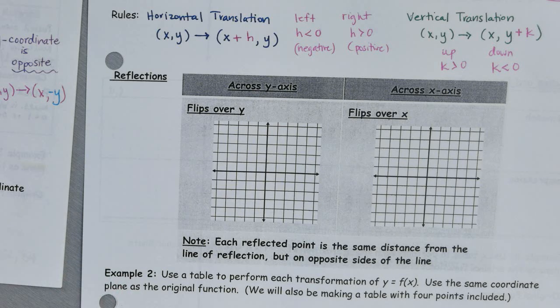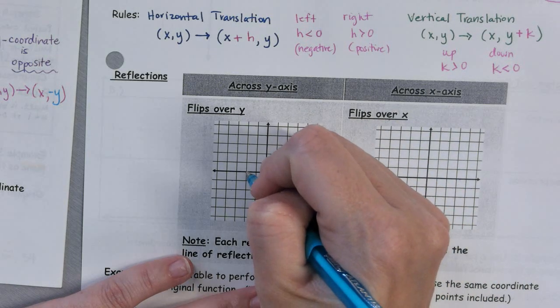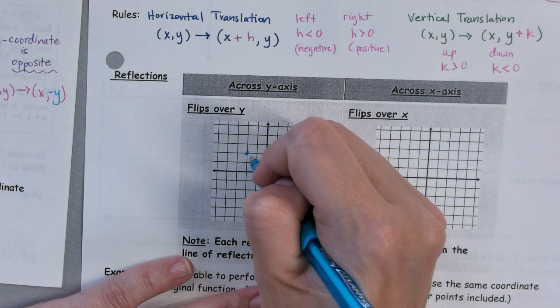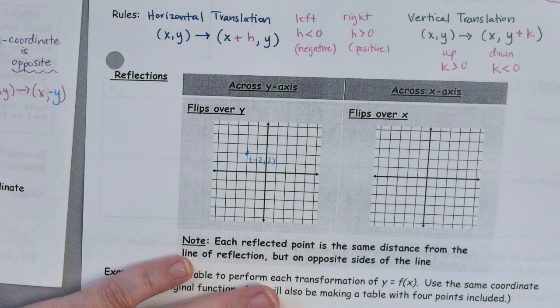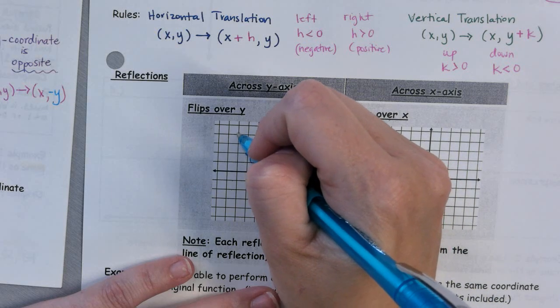The other type of transformation we're going to talk about today are reflections. Do any of you remember the rule of the reflections? It's okay if you don't. We're going to figure it out. Okay, so the first one, we're going to do a reflection across the y-axis. So I'm going to give you a couple points, and then I'm going to have you do the reflection. So the first point is -2, 2. And the second point is -3, 4.